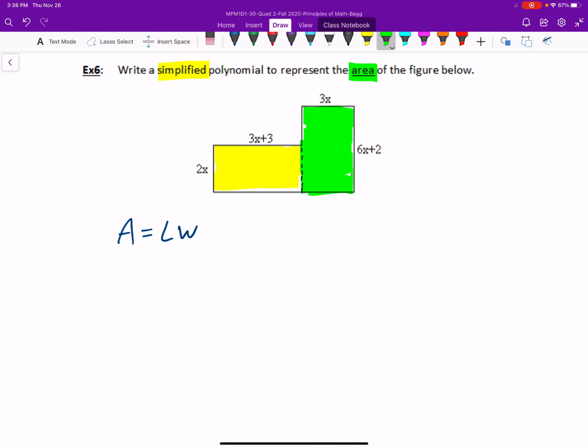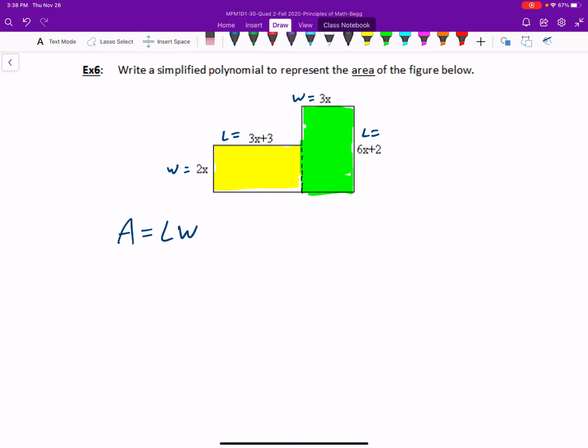So if I think of the shorter side as the width, this would be a width, and this would be a width, right? And the longer sides as lengths, so this could be a length and this could be a length. But I've got these two different rectangles. I'm going to add them together.